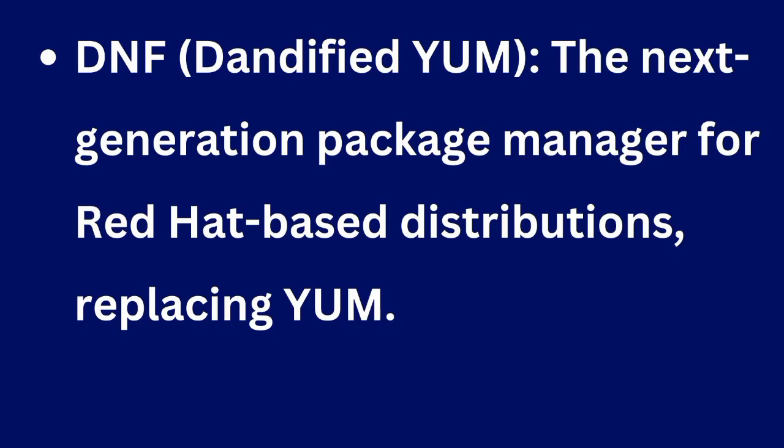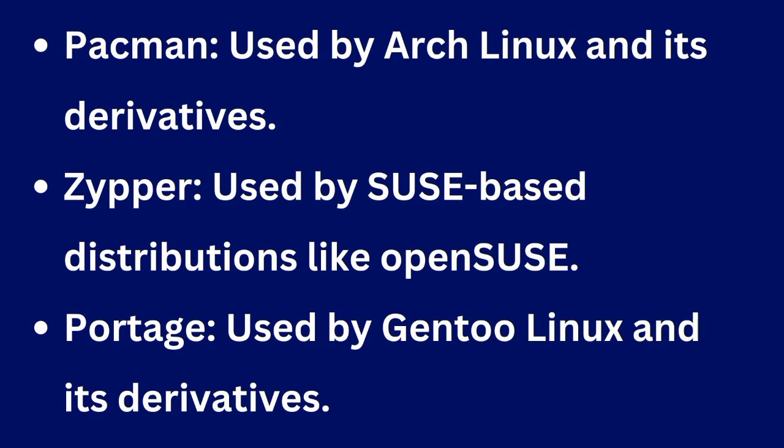Nevertheless, there are still other ones like DNF, Dandified Yum. DNF is a successor to Yum, and it's used by Fedora and other Red Hat based systems. We have Pacman, used for Arch Linux and the derivatives. We have Portage, used by Gentoo Linux, a source based distribution. We have Zypper, we have Homebrew. Those are different types of operating system package managers. There are a lot of them.